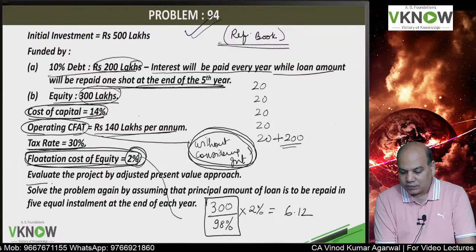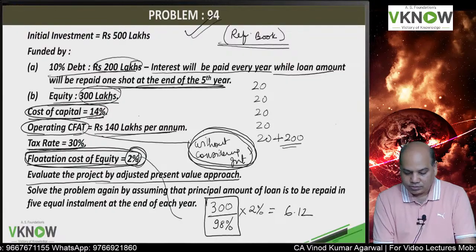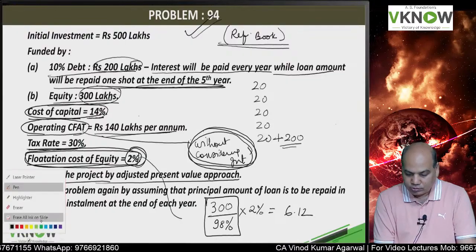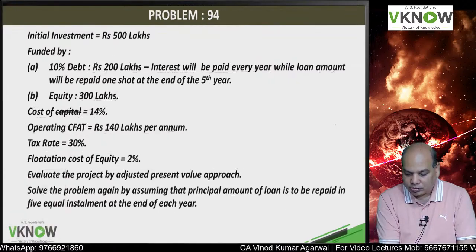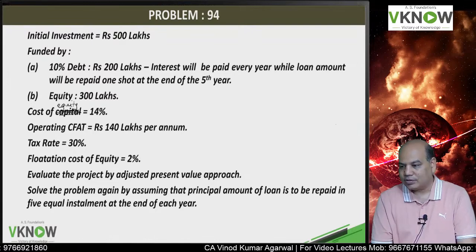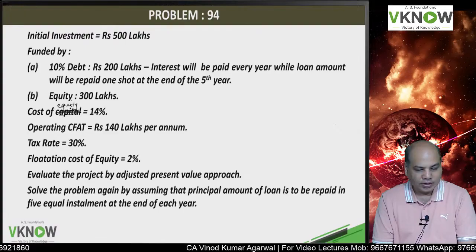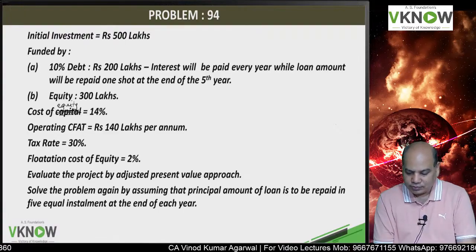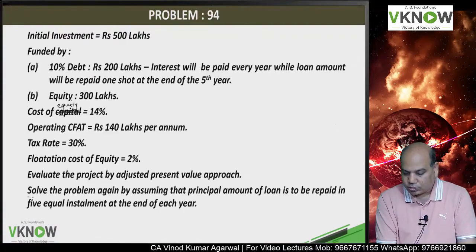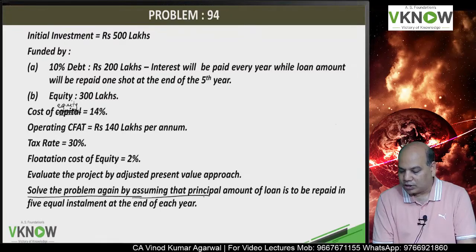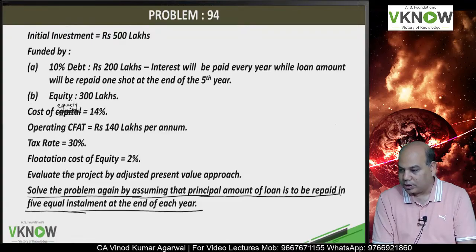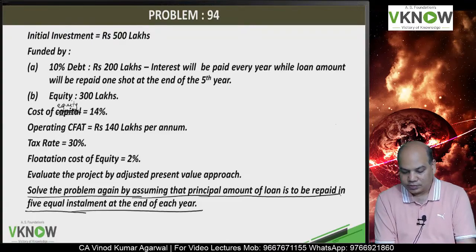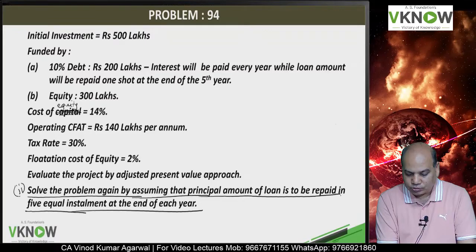The problem says evaluate the project by the adjusted PV approach. Just make a small change here in the problem. Write down cost of equity instead of cost of capital. Solve the problem again by assuming that the principal amount of the loan is to be repaid in 5 equal installments at the end of each year. So this is part 2.